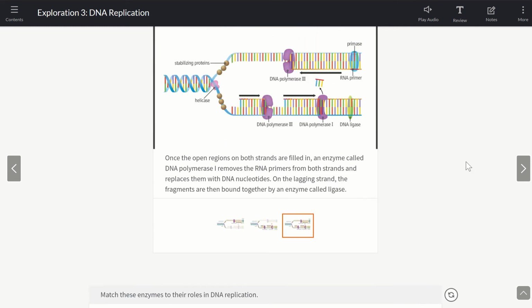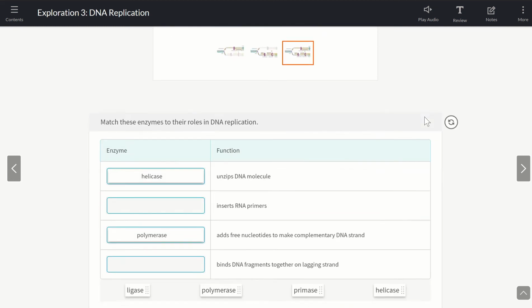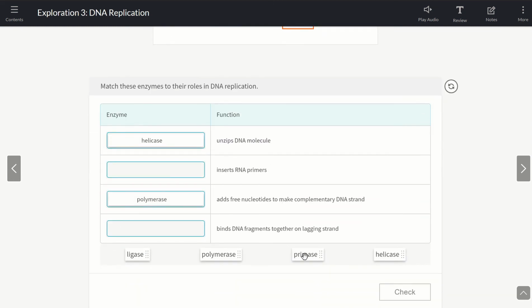So let's go back to this picture. All right. In this picture, I want you to see this right here. It says RNA primer. The RNA primer is an enzyme that puts down a small piece of RNA that basically signals the starting point for new DNA to be built. Without the primer, DNA polymerase doesn't know where to begin building the new strand. So RNA primer adds the starting line for this whole process. So we can go back here. This primase inserts the RNA primers.